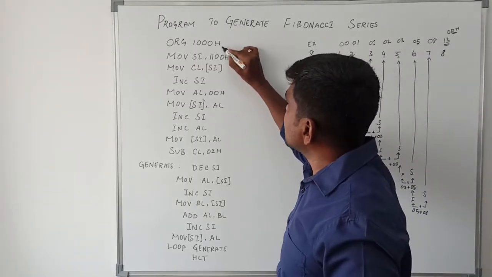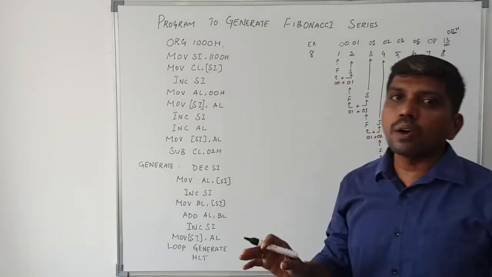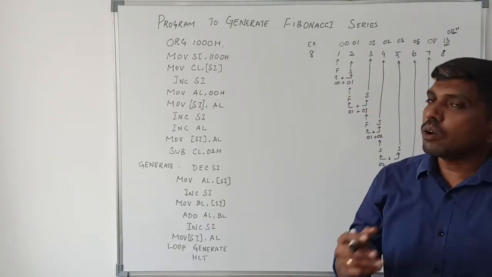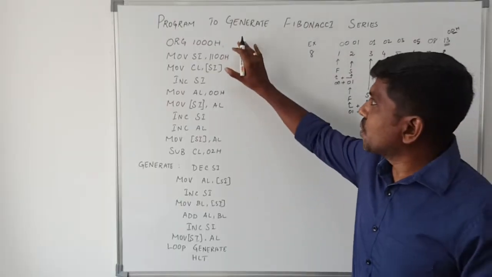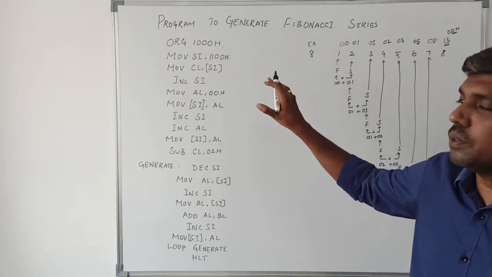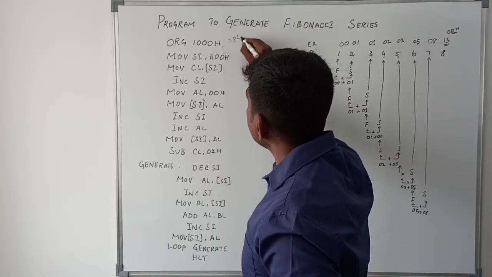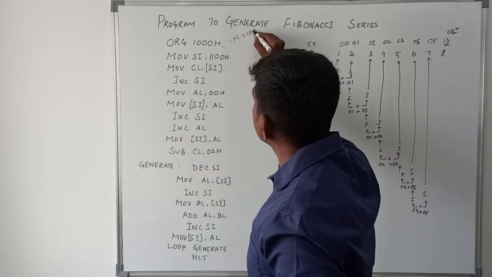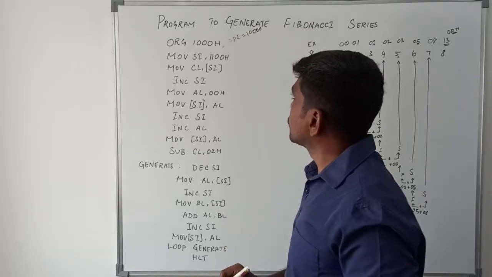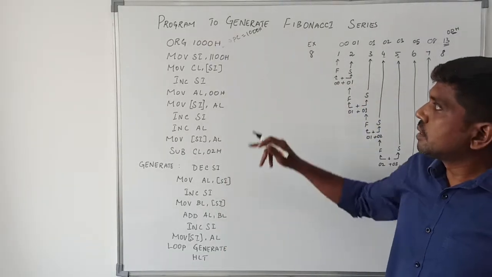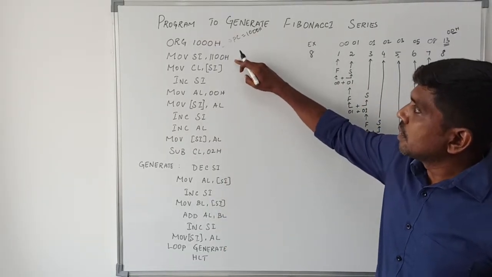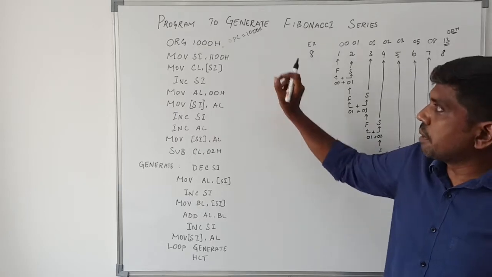The first instruction is ORG 1000H. ORG declares the origin of the program. After execution of this instruction, the program counter value is set to 1000H. Now the program counter value is 1000H, the initial value of the program. Then you initialize the starting data memory location.